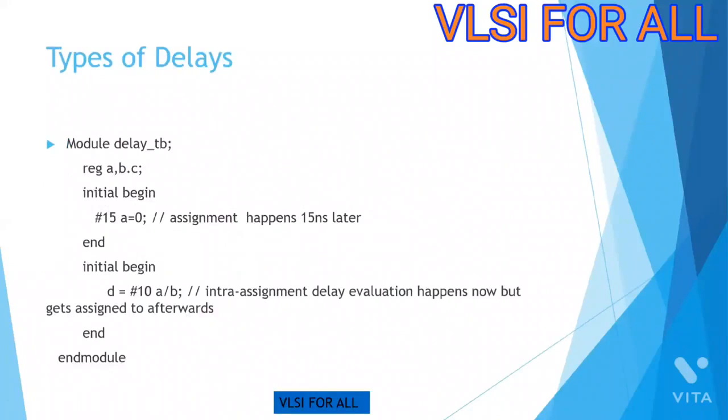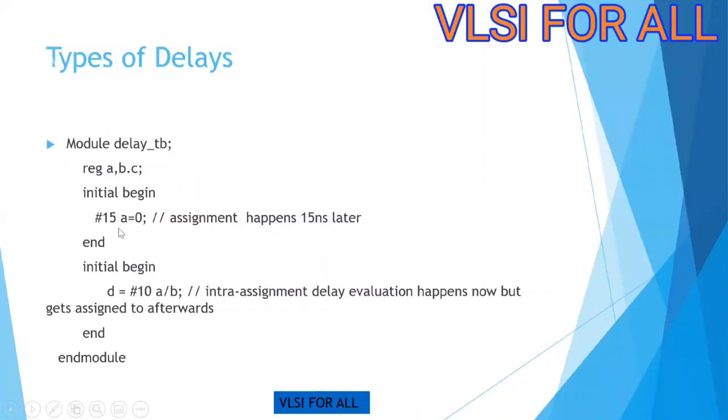Okay, so there are different types of delays we can have. We can have inter-assignment delay, and we can have intra-assignment delay. So this is one important question. Here in this case, we have these values. The assignment happens 15 nanoseconds later, for example, if the time scale is 1 ns by 1 ps.